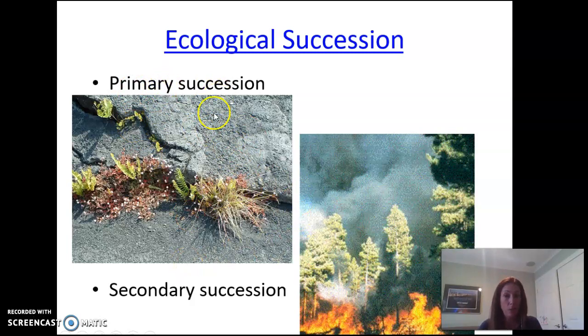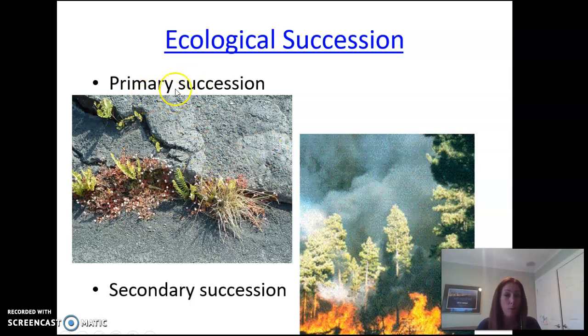If you can tell what this picture is showing, this is lava rock. So a volcanic eruption can cause primary succession. The key thing here is with primary succession, you start with nothing. You start with bare rock. There's no soil, there's no seeds, there's no nutrients. You have to start fresh. Whereas with secondary succession, you do have soil, you do have seeds, you do have some remnant of the previous ecosystem left behind. So primary succession is much slower than secondary succession is.